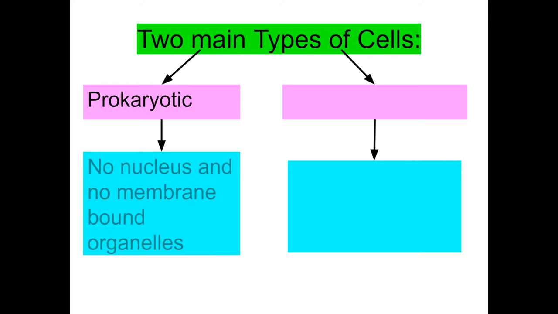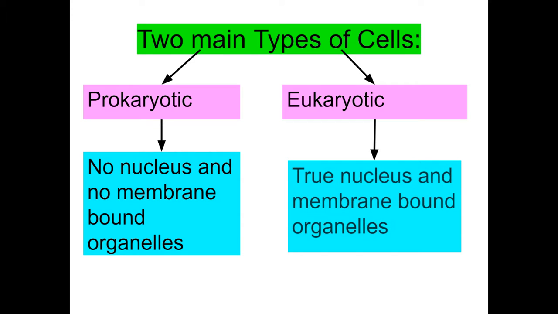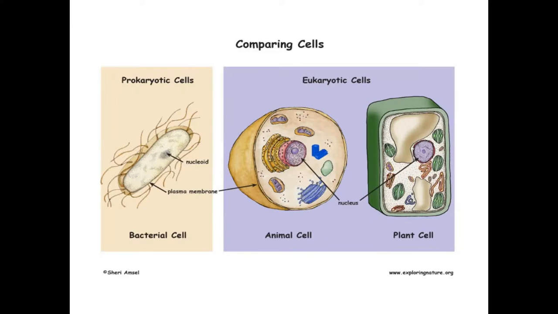There are two main types of cells. There are prokaryotic cells, which do not have a nucleus. They don't have any membrane-bound organelles. So pro means no nucleus, no organelles. And then eu means true, and eukaryotes do have a nucleus. They do have organelles. So it's a true nucleus and true membrane-bound organelles.